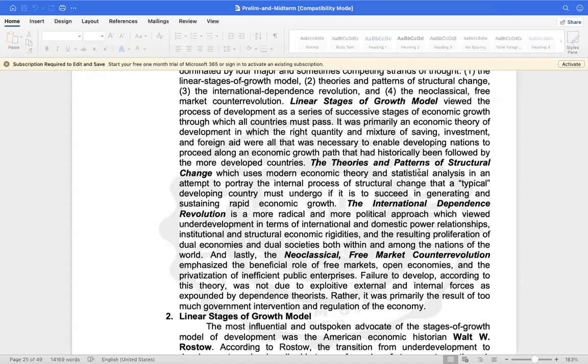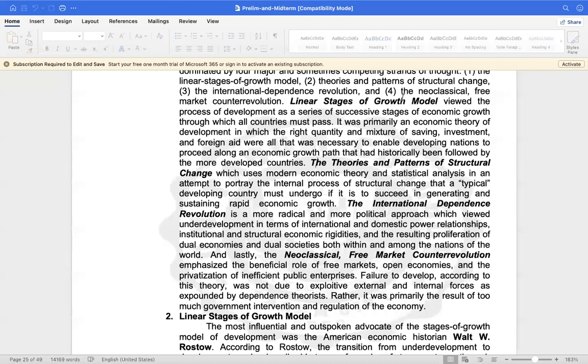Regarding the international dependence revolution, we are dependent on them because they are more dominant than us, no? It's like you attended a party and you're the only one wearing bad clothes. What would you feel? Your self-esteem would go down, no? Ay, they are rich and I am poor.